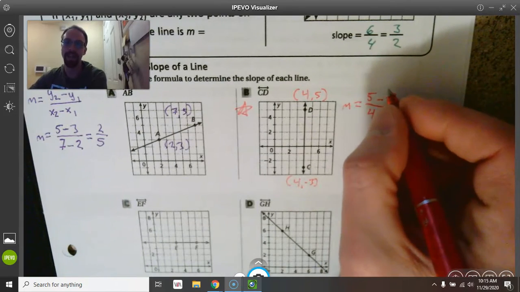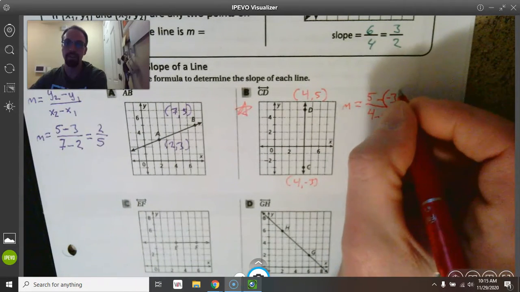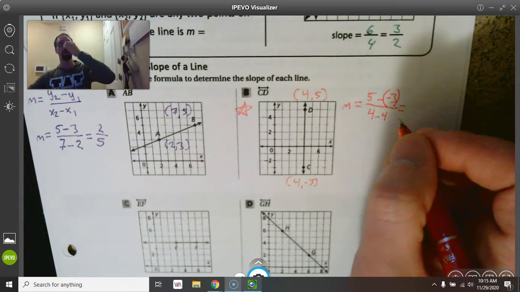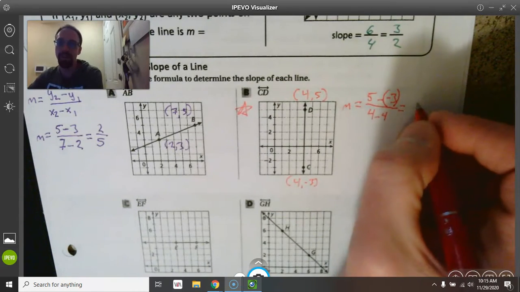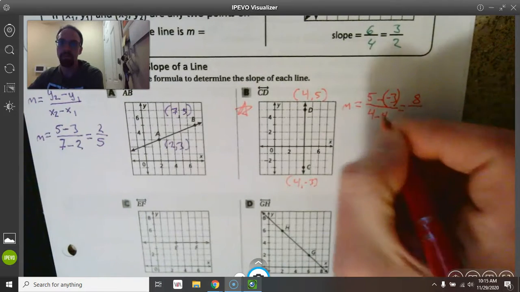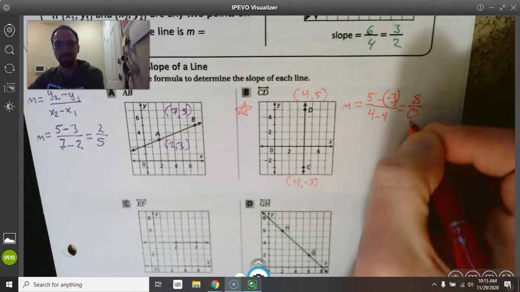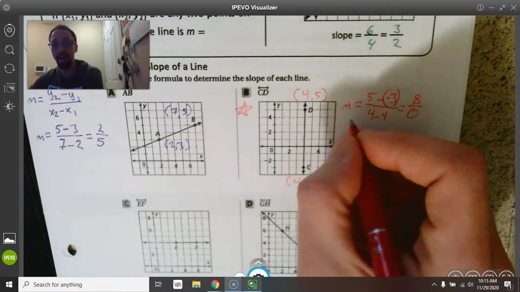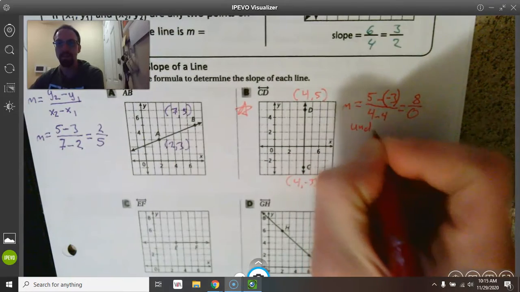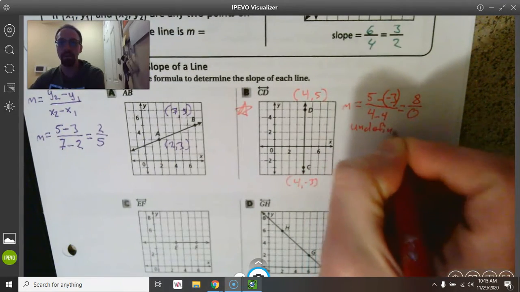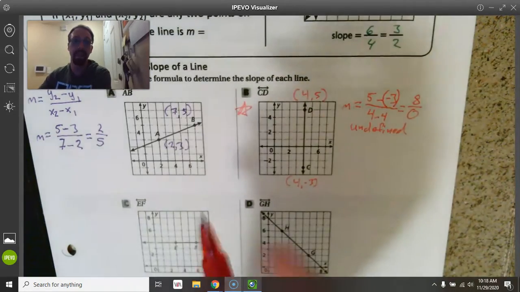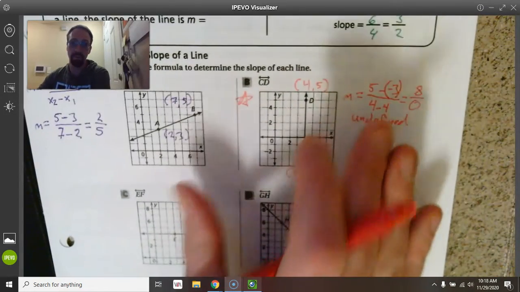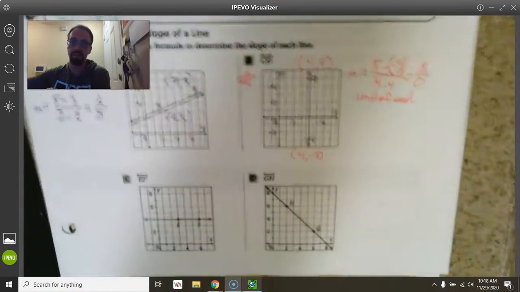So 5 minus -3. And generally what you'll see someone do is usually put parentheses around that to show that it's minus a negative. So that's really going to be plus. So 5 plus 3 is 8. 4 minus 4 is 0. Now we can't divide by 0, so we can't simplify this down anymore. In fact, this is what we call undefined. And the slope is also undefined. Because this is undefined, the slope of this particular example problem is also undefined.